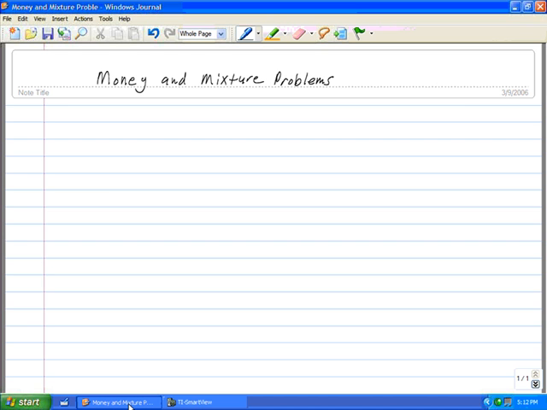We're now going to look at a new category of word problems. A lot of textbooks would separate out the money problems from the mixture problems as if they were different types of problems, when in fact the money problems are mixture problems and can be worked the same way.